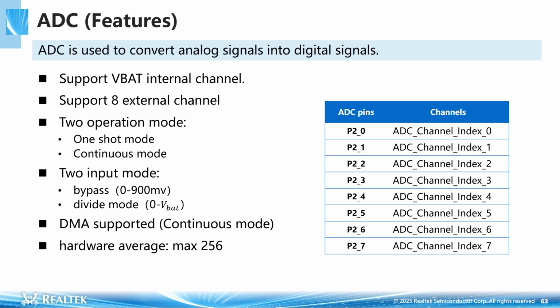Point 1. It supports 1 internal channel. Point 2. It supports 8 external channels. Point 3. It supports 2 operation modes, one-shot mode and continuous mode. Point 4. The voltage range is 0 to 900 mV for bypass mode and 0 to VBAT mV for divide mode. Point 5. It supports 16 schedule tables. Point 6. It supports hardware averaging function.